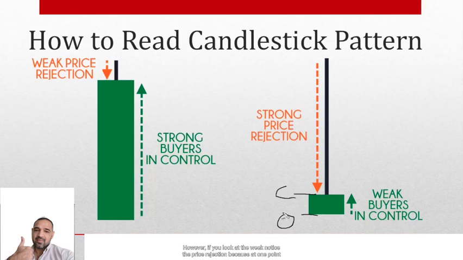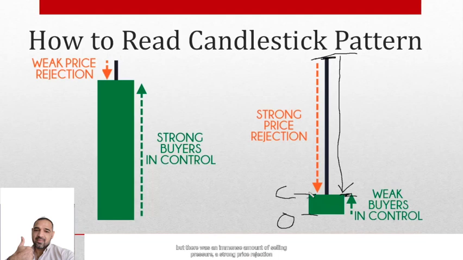However, if you look at the wick, notice the price rejection, because at one point in time, the highs of the session is over here at this point. And the only way for the price to actually close at this level is that the price has to come all the way down from the highs and then finally close at this level. So what does this tell you? It tells you that yes, the buyers did push the price up slightly higher for the session.